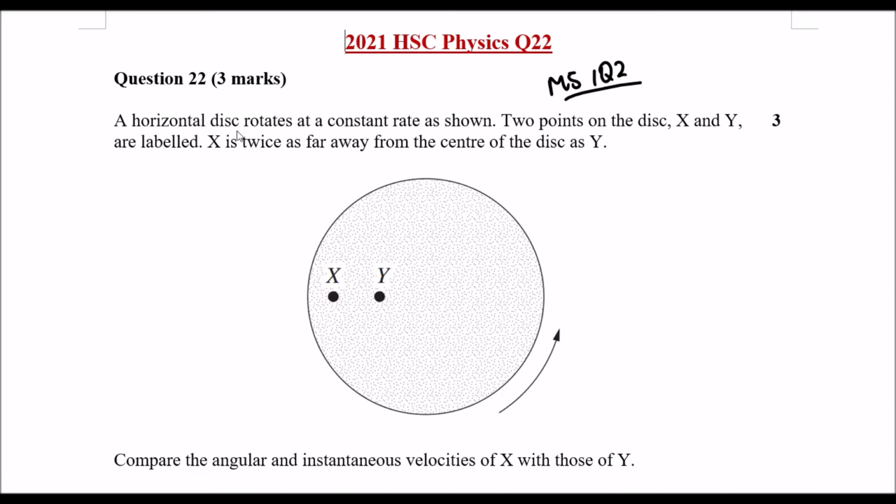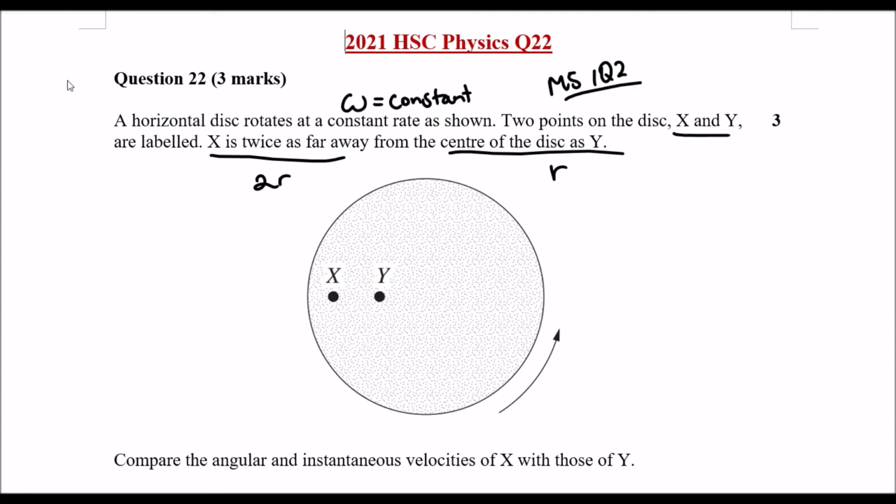We have a horizontal disk that rotates at a constant rate. What that actually tells us is the angular velocity is the same. We have 2 points on the disk, x and y, as labeled here. X is twice as far away from the center as y is. So we could say the distance from the center of y is r, and the distance of x is 2r.